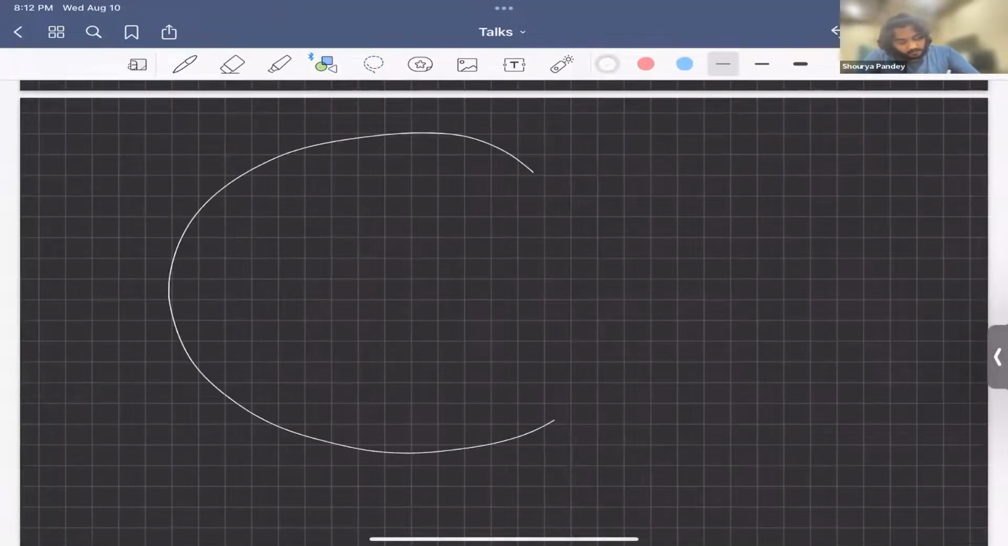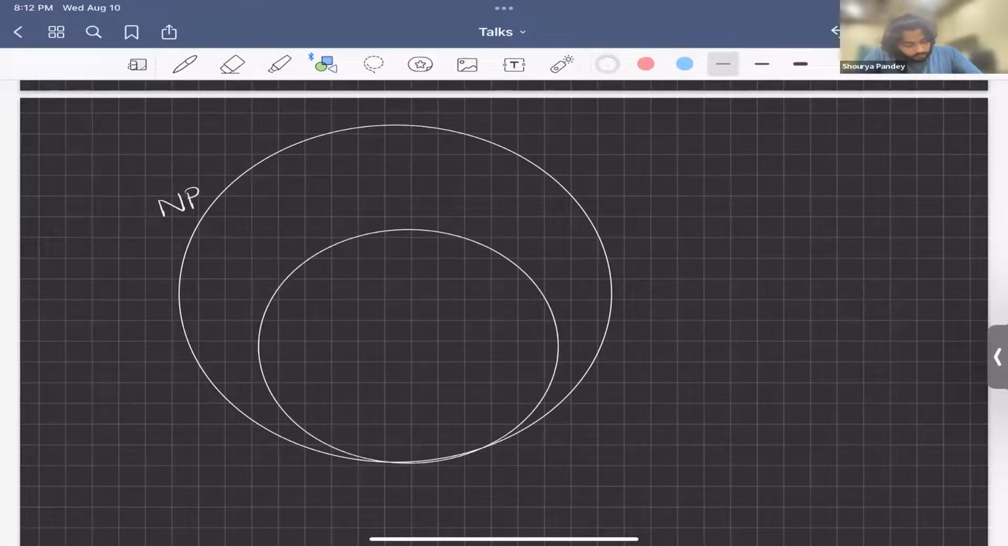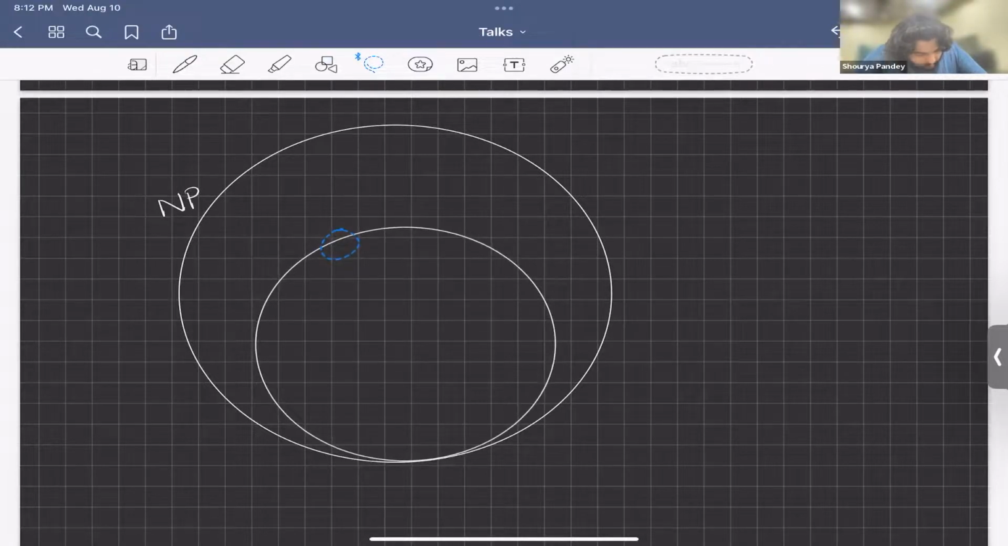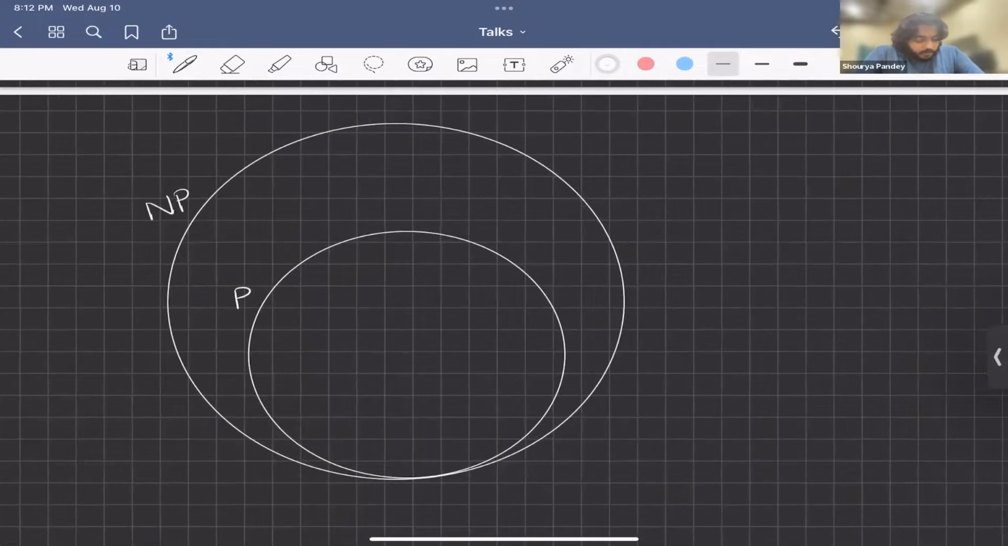So actually people use circles to represent this. Let this be EXP. Then let this be NP. Then this is, sorry, this is outside, it should be inside. This is P. Well, it might be the entire circle if P is equal to NP, but we don't know that. And then there are other problems. There are many problems which are inside P as well.